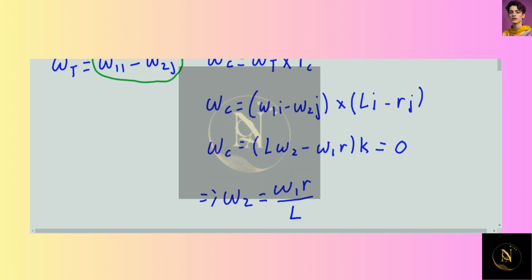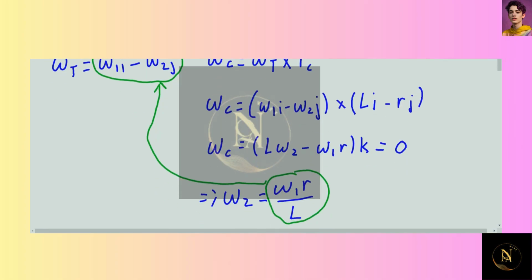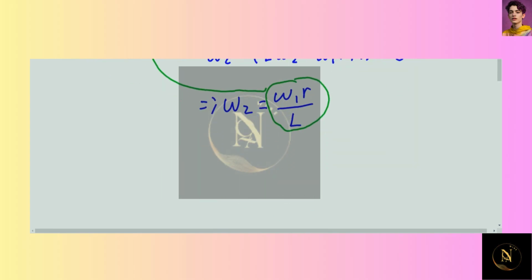Now we can take this expression and go back to our equation for the total angular velocity, and plug it in for omega 2. So we can now write that the total angular velocity is equal to omega 1 i minus omega 1 times R divided by L j.